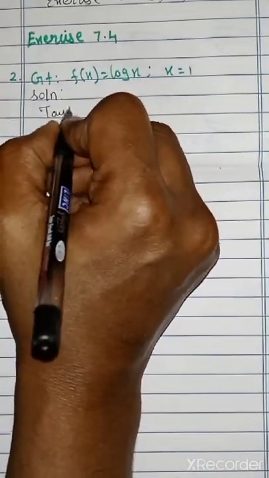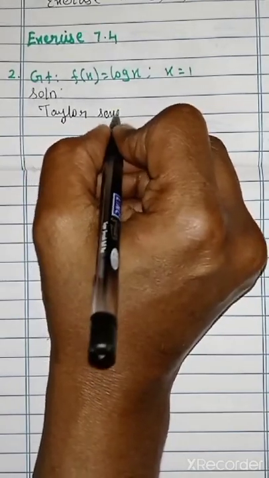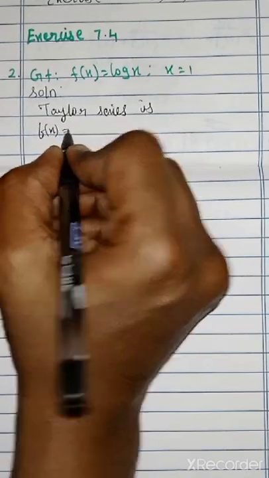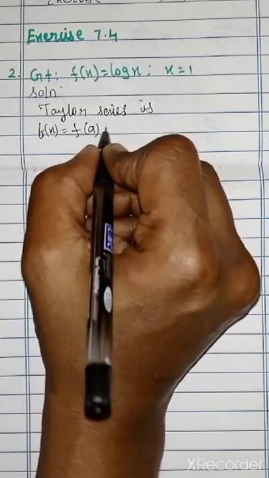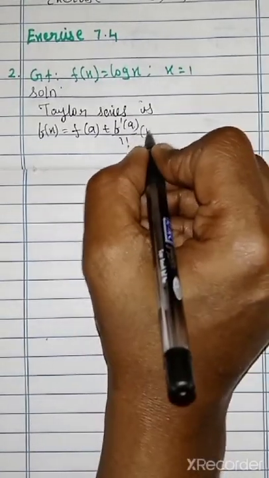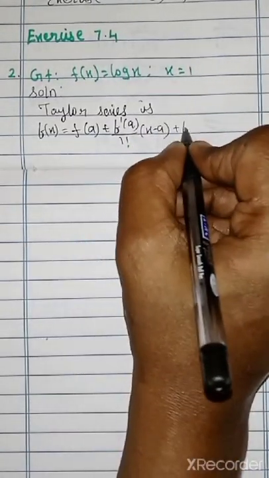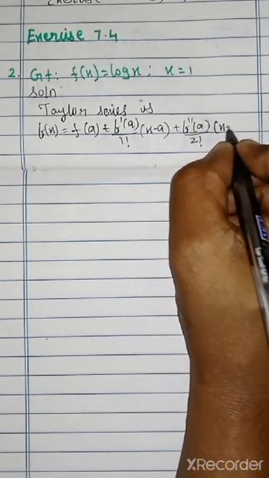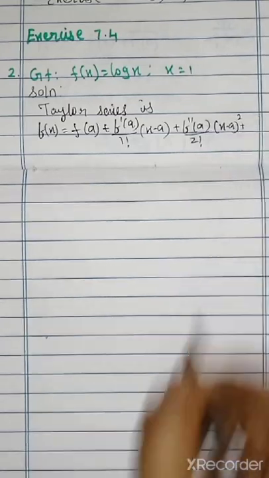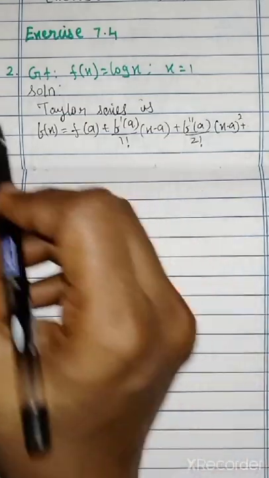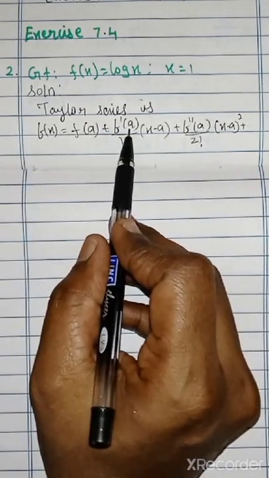What is your Taylor series formula? f(x) equals f(a) plus f'(a) by 1 factorial into (x minus a) plus f''(a) by 2 factorial into (x minus a) the whole square plus etc. Right? So we are going to find out all those things, that is f(a), f'(a), f''(a), right? Okay, what is given?